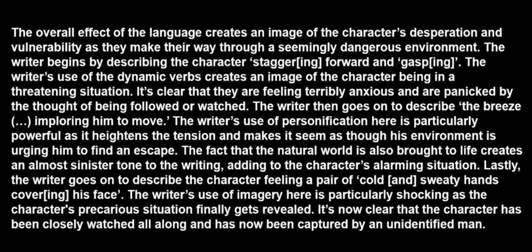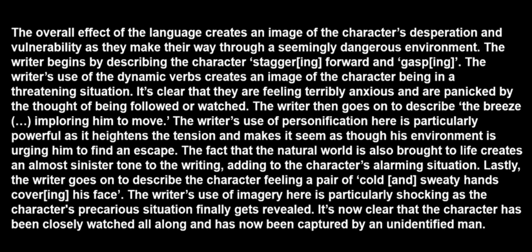The writer then goes on to describe the breeze imploring him to move. The writer's use of personification here is particularly powerful as it heightens the tension and it makes it seem as though the environment is urging him to find an escape. The fact that the natural world is also brought to life creates an almost sinister tone to the writing, adding to the character's alarming situation.